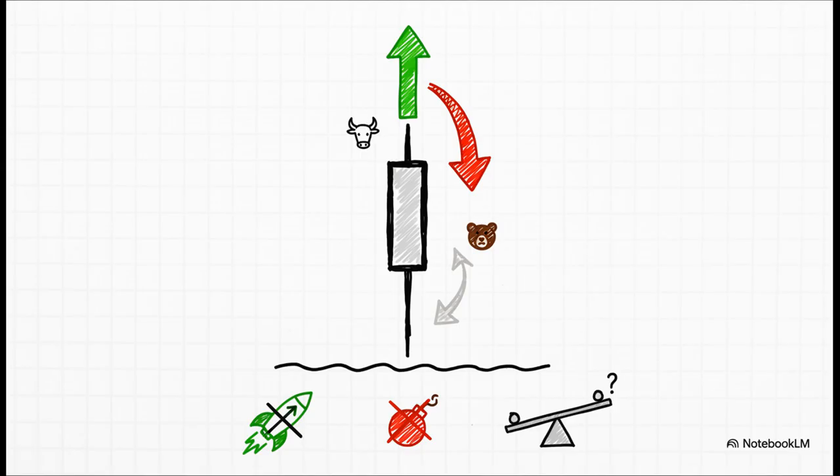During the day, the buyers pushed the price way, way up. Then the sellers fought back and shoved it way, way down. But in the end, nobody could hold their ground, and the price just settled right back where it started. This is the perfect picture of a market stalemate. It signals nothing but uncertainty.